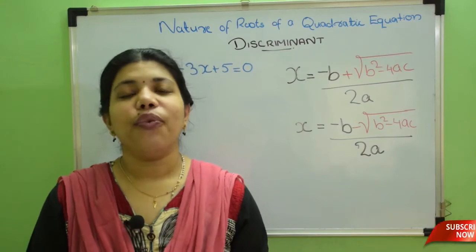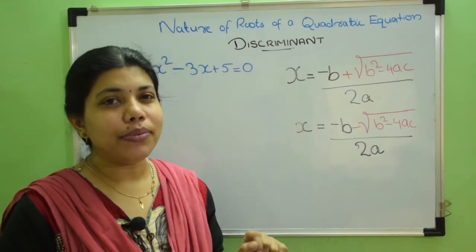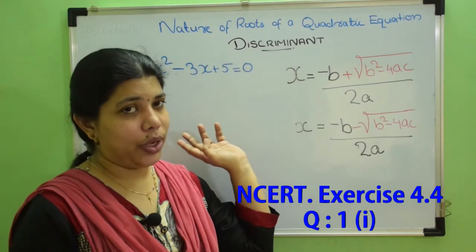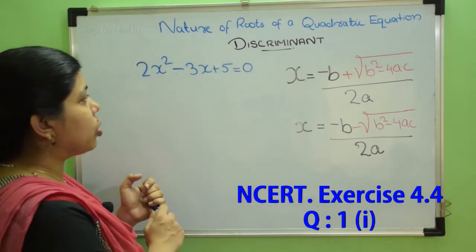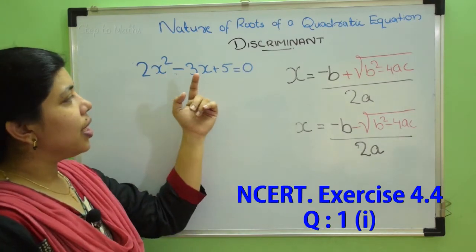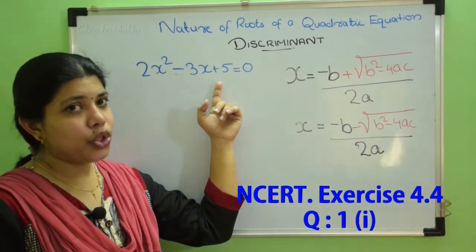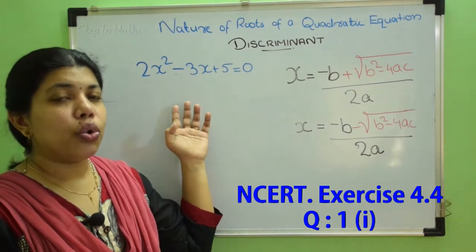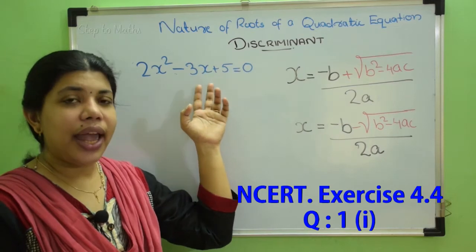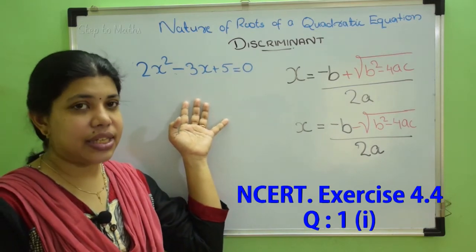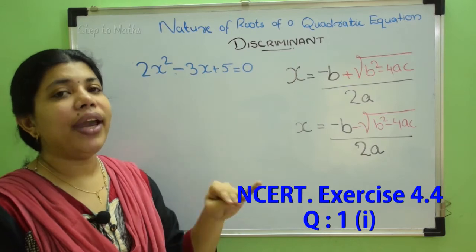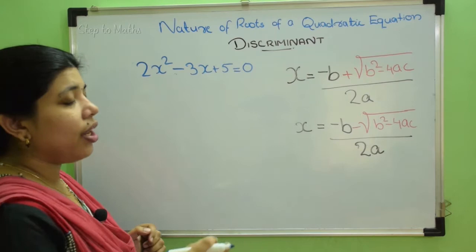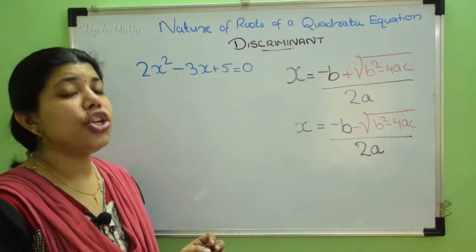In this section, we are going to discuss some problems related to the nature of roots of a quadratic equation. Consider the first question: 2x² - 3x + 5 = 0. Determine the nature of the roots of this quadratic equation, and if they exist, that means if they are real, find the roots. That is the question. For that, first determine the nature of roots.